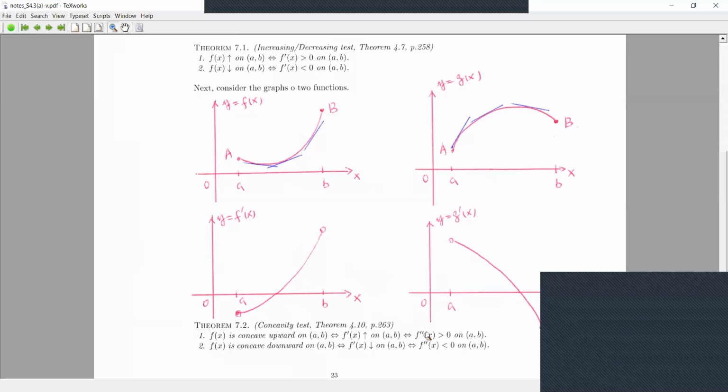On the other hand, second derivative controls concave up and concave down. A curve is concave up if and only if second derivative greater than 0. A curve is concave down if and only if second derivative less than 0. So keep that in mind. First derivative is about increasing, decreasing. Second derivative is about concave up, concave down. Now, let me show you examples.